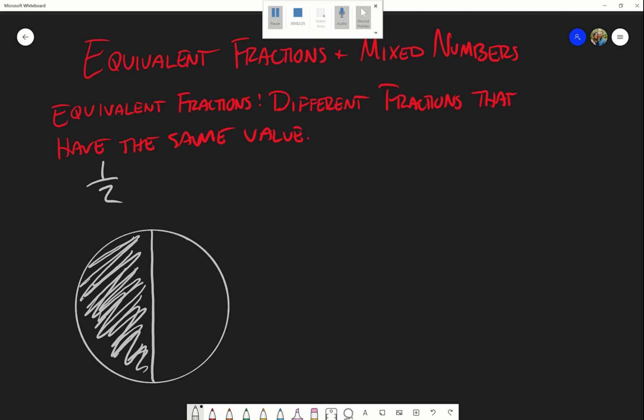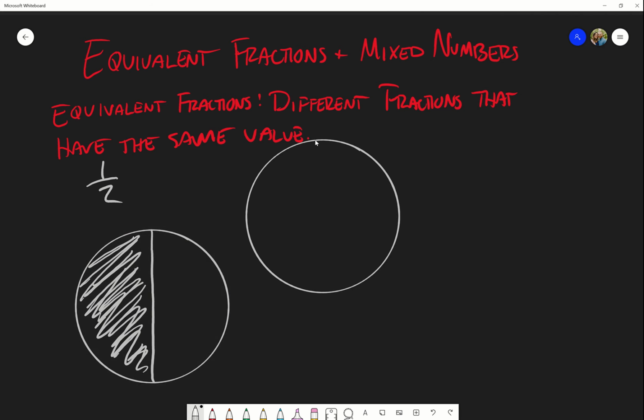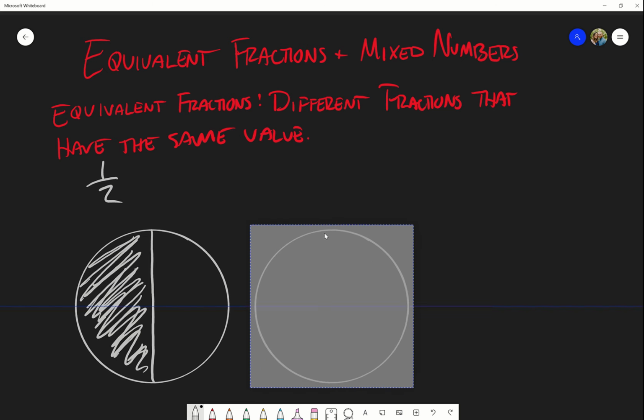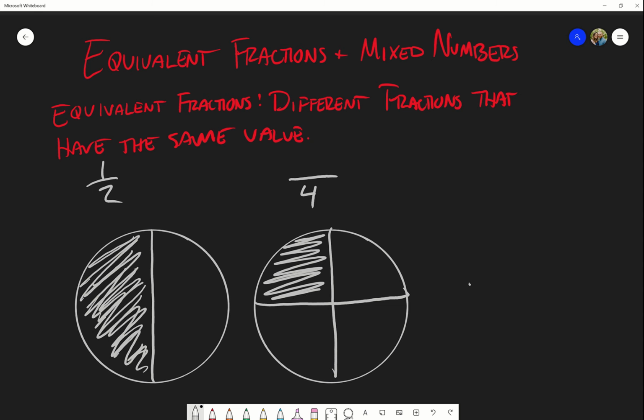But what if this same pie, instead of 1/2, let's say I cut it into 4ths. So I had a fraction of 4ths, but I still want to eat the same amount of pie. Well, I'm still going to color in 1/2 of this circle here, but now I've colored in 2 of the 4 sections. That is an equivalent fraction.